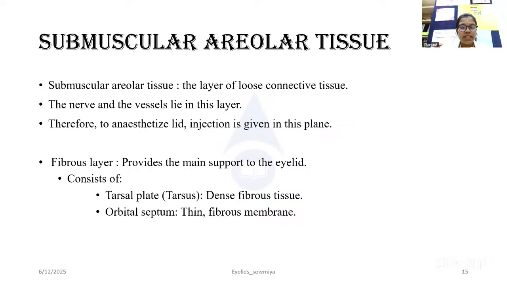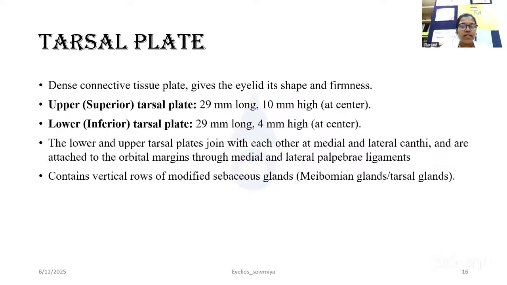Fibrous layer. Provides the main support to the eyelid. Consists of the tarsal plate, tarsus, dense fibrous tissue, and the orbital septum, a thin fibrous membrane. Tarsal plate. Dense connective tissue plate that gives the eyelid its shape and firmness. Upper superior tarsal plate, 29 mm long, 10 mm high at center. Lower inferior tarsal plate, 29 mm long, 4 mm high at center.